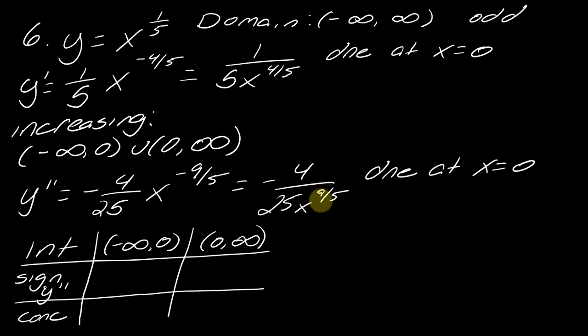So if I plug something negative into this, this will still be a negative value, times this negative 4 over 25, which is another negative number. So the sign of y double prime will be positive, so this is going to be concave up. And then if I plug something positive in, this will be something positive times something negative, so the value of this will be negative, so this is going to be concave down. Okay, so there's my other part.